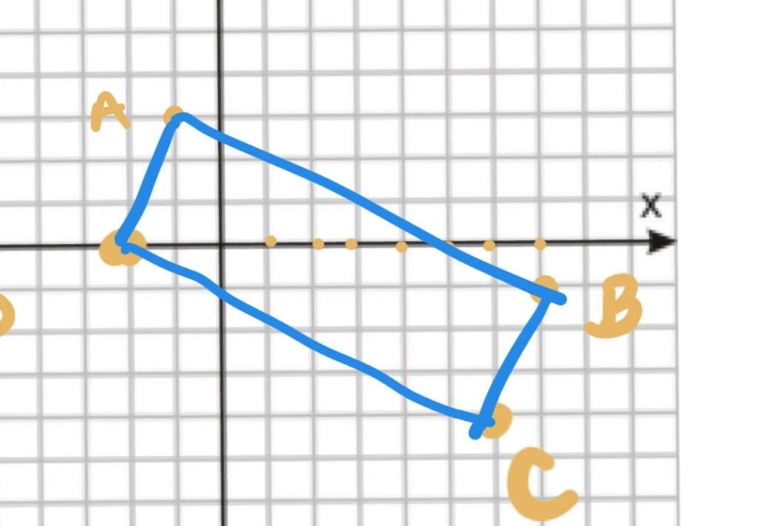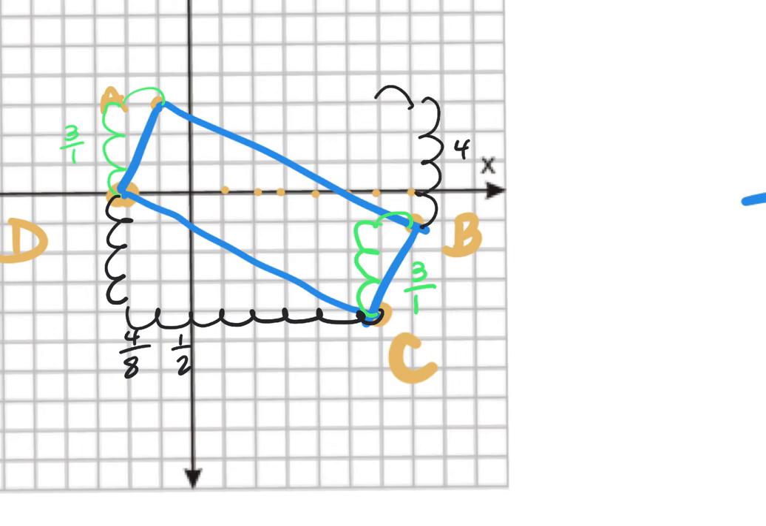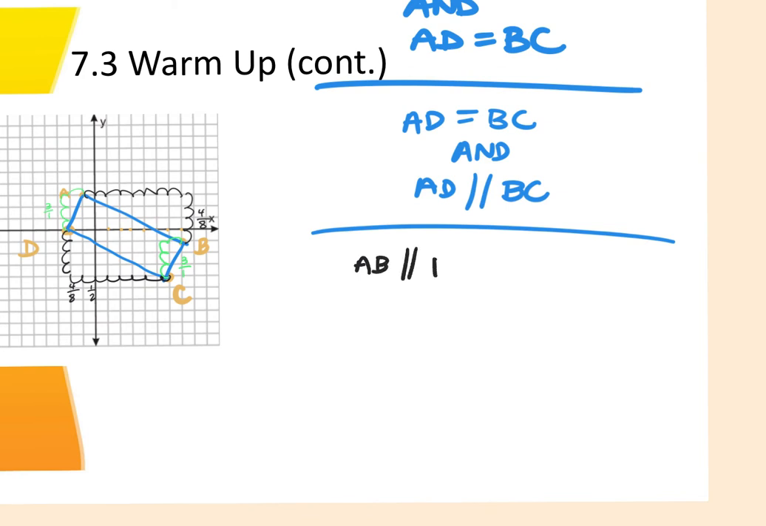So if I find the slope here, up 3 over 1, this is 3 over 1. Do the same thing here, up 3 over 1, that's also 3 over 1. So I've got one pair of parallel sides already. And then the other ones, I can go 4 down and 8 over, or 1/2. And do the same thing here, 4 down and 8 over. And the slopes are the same. So AB is parallel to DC and AD is parallel to BC.